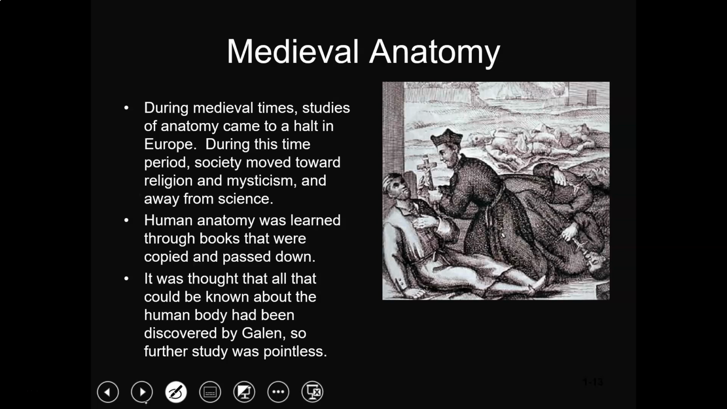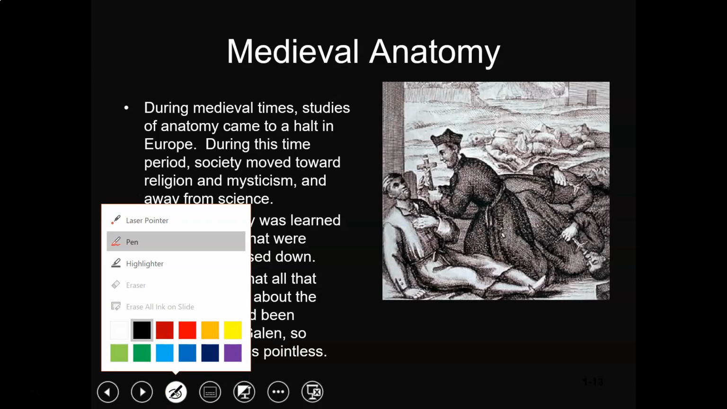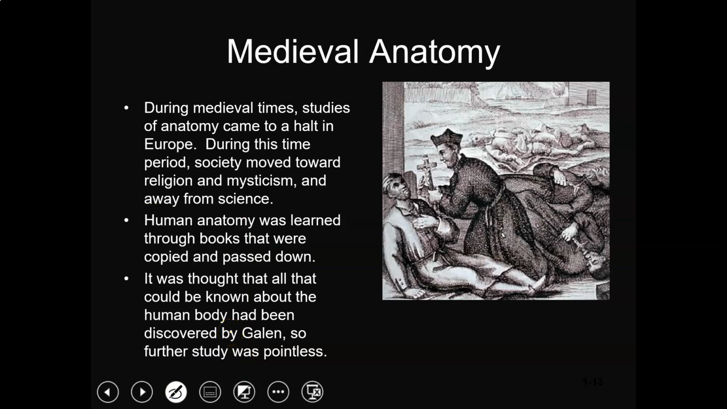And that is the idea that it's wrong to challenge authority. At the time, they thought that everything that could be known about the body was already known. Done. Well done, Galen. Way to figure it out. High five. You're the man. We don't ever have to do this again.